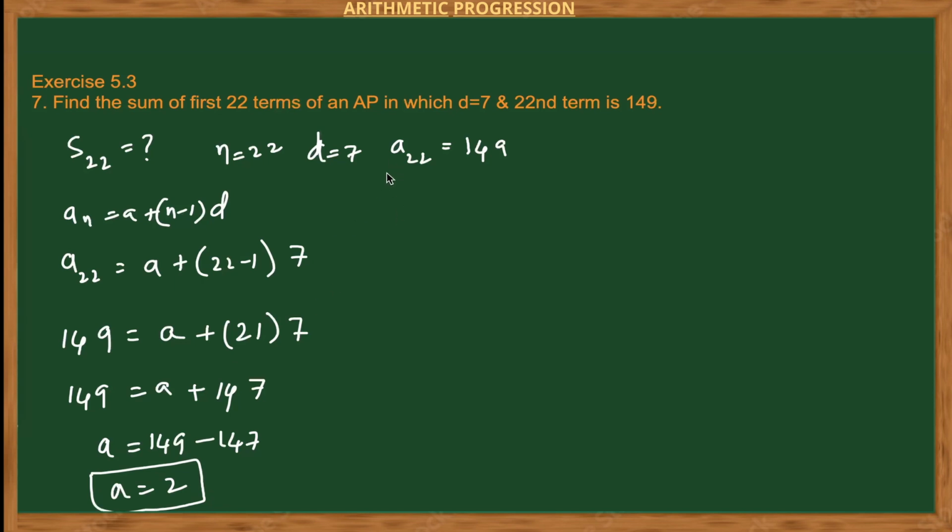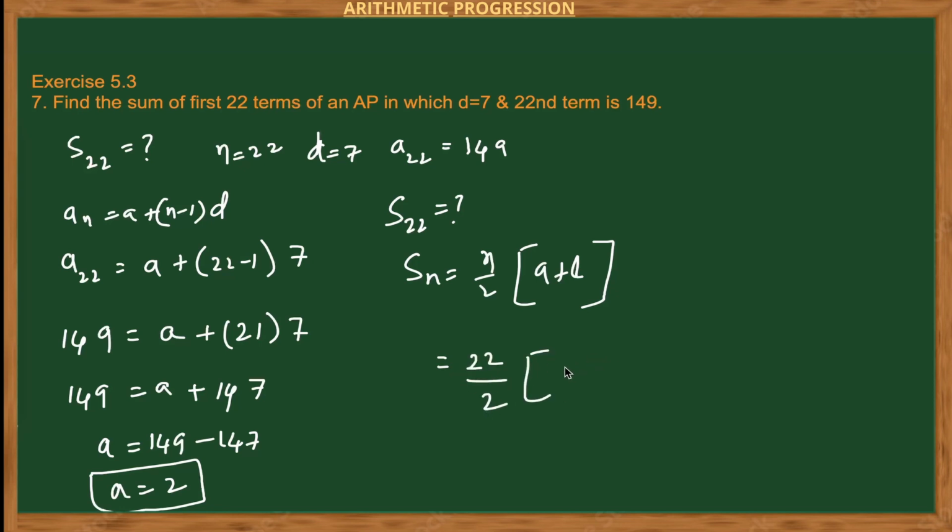Now that we have a, let's find the sum of 22 terms. We can utilize the formula when the last term is given, or we can use the other normal formula. The last term for us is the 22nd. Let's put in the formula: Sn is equal to n by 2 into a plus l. 22 divided by 2 into a, which we have received as 2, and l, which we have received here.